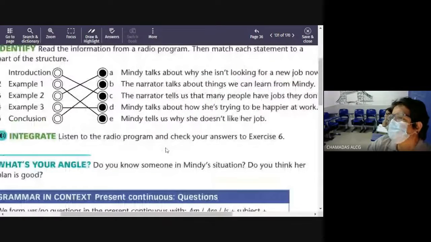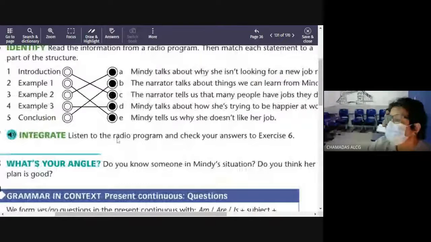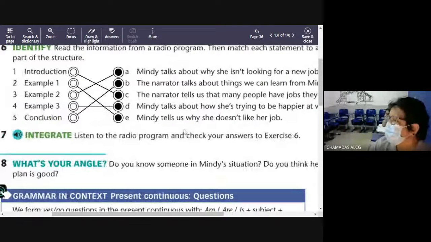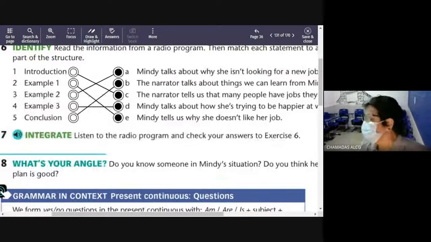Okay. Now, listen to the radio program and check your answers to exercise number 6. Okay? So, see if we can listen. All right.